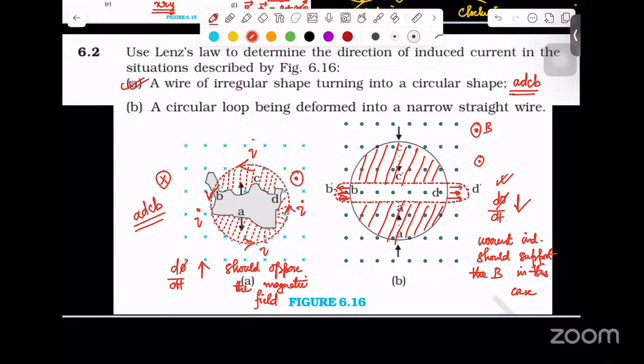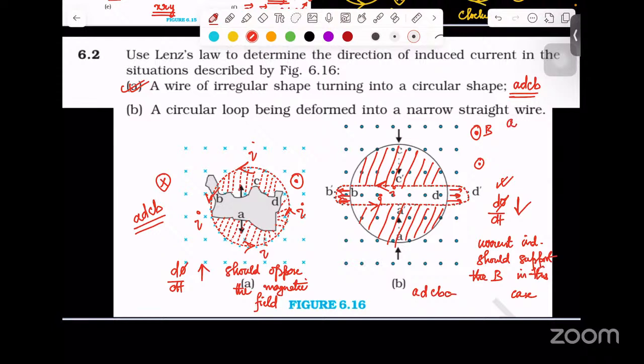Okay. So again, when is that possible? When the current is again in an anti-clockwise fashion, right? So if the current is in the anti-clockwise fashion, again it is ADCBA. Okay, again this is ADCBA direction.